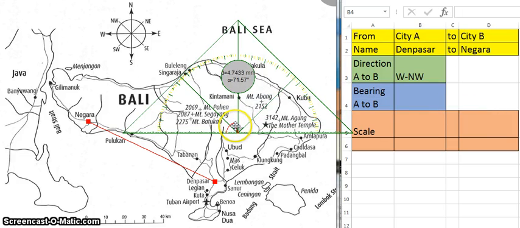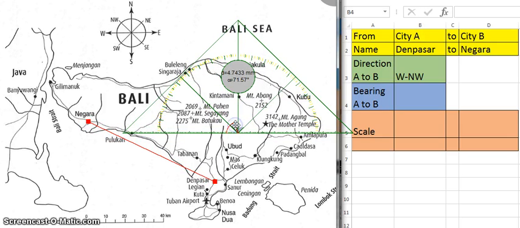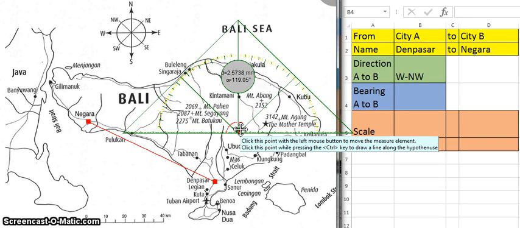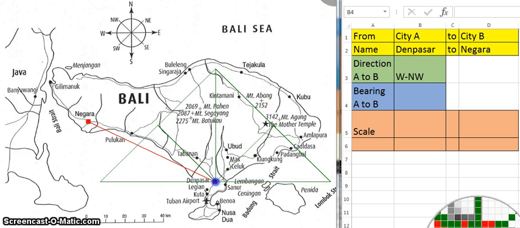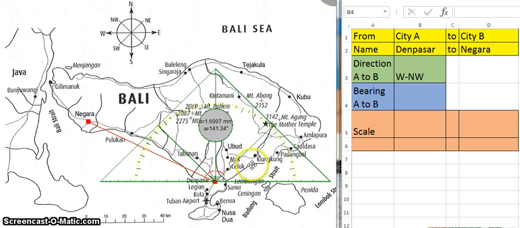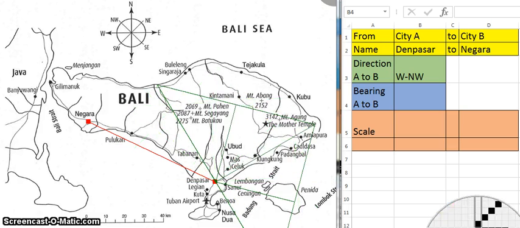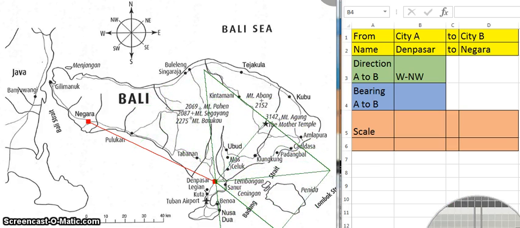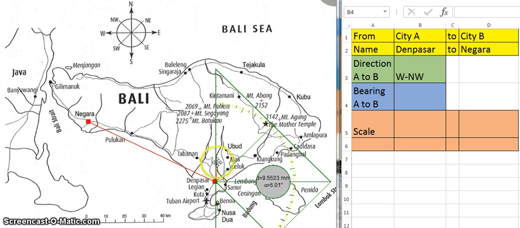Now we need to put this crosshair of our protractor, without moving the map, on our city that we're starting at, which is Denpasar, city A. And we need to get the 0 of this protractor facing north, pointing to the top of the map, which is north. There we go. So we're starting counting at 0.